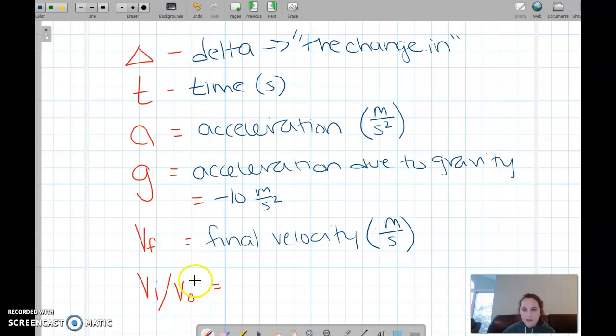vi or v naught, you're going to see it both ways. That is initial velocity.